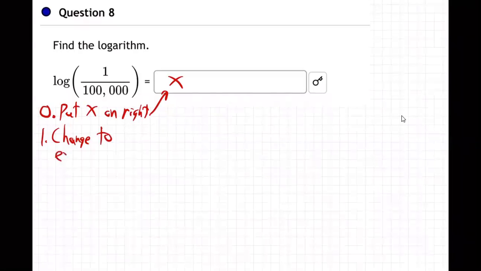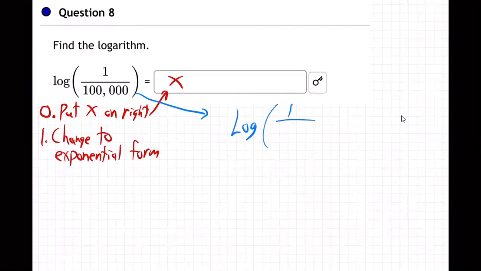change to exponential form. So let's bring the question over here. It's log of 1 over 100,000 equals X, okay? How do you change to exponential form? Well, you've got to grab the base and do the swish thing.